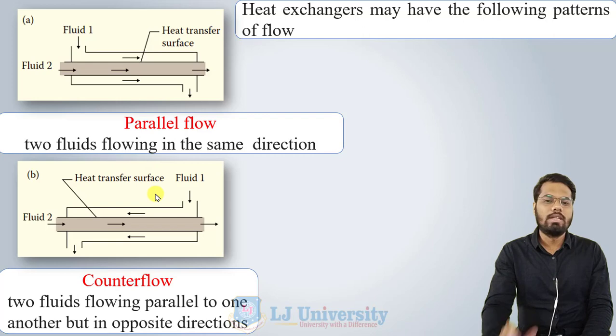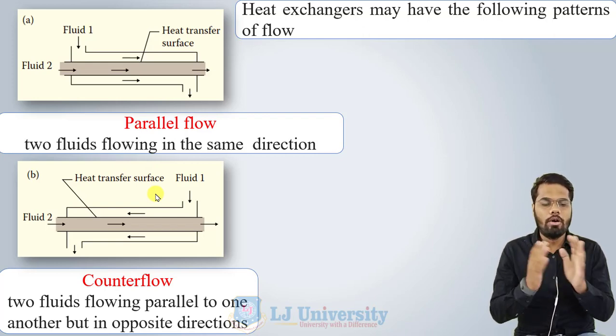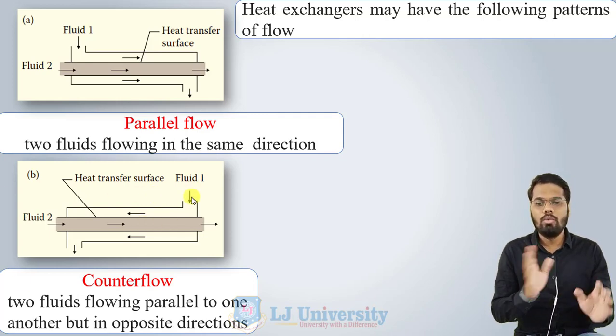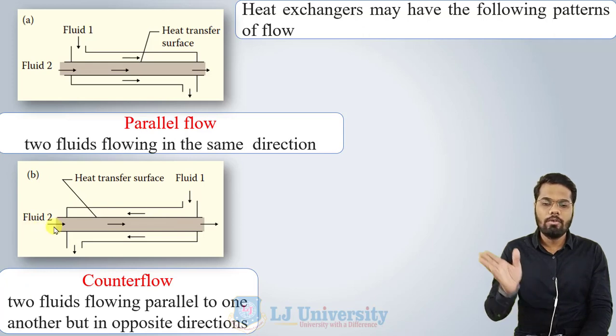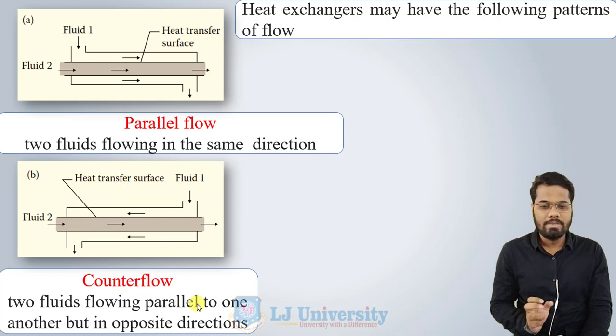The second flow pattern is the counter flow heat exchanger, in which the flow directions of hot fluid and cold fluid are opposite to each other. As you can see in this figure, fluid 1 is flowing from right to left and fluid 2 is flowing from left to right. So the two fluids flow parallel to each other but in opposite directions.